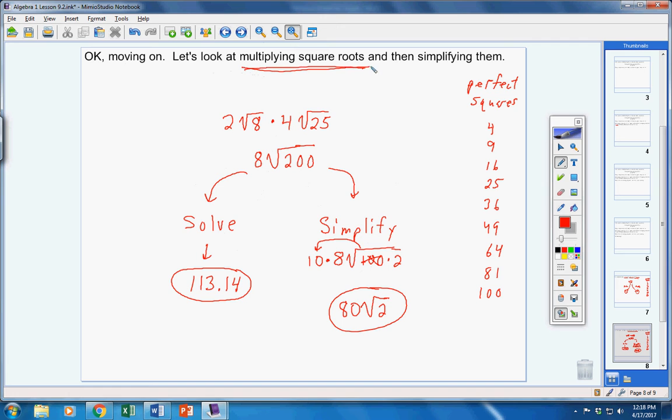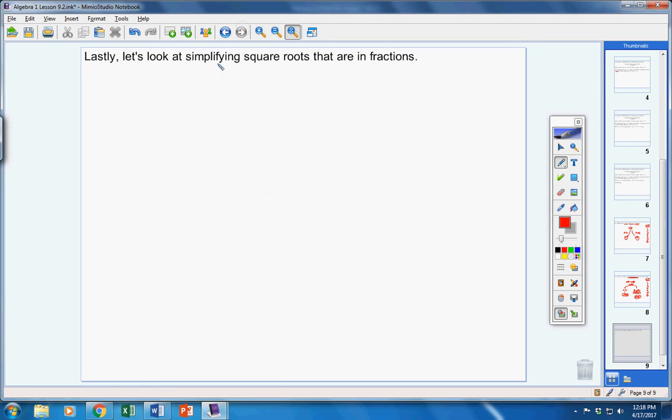So we have looked at so far how to solve and simplify square roots, and we have looked at how to multiply them and then solve and simplify them. So lastly, let's look at simplifying square roots that are in fractions. Now I've saved the hardest for the last, so be ready to really think here, okay? Before I jump into this, I need to teach you something that's a mathematical principle or truth. Are you ready? Please write this down.